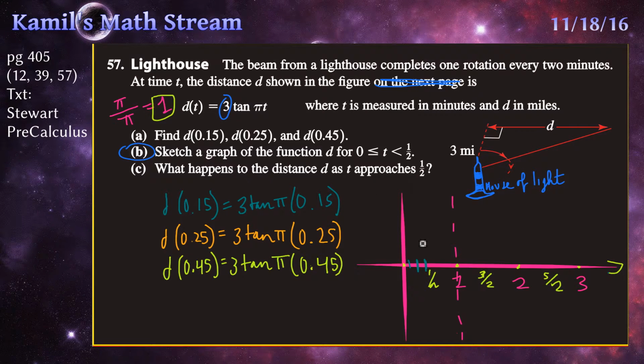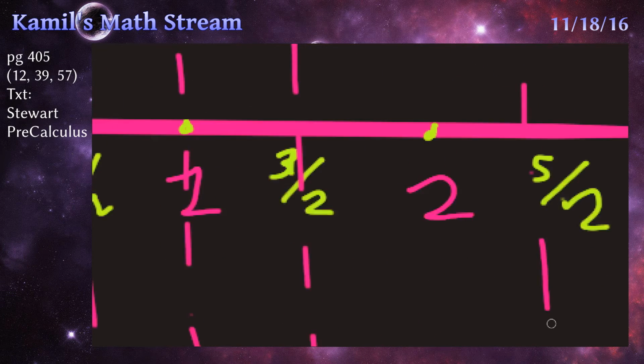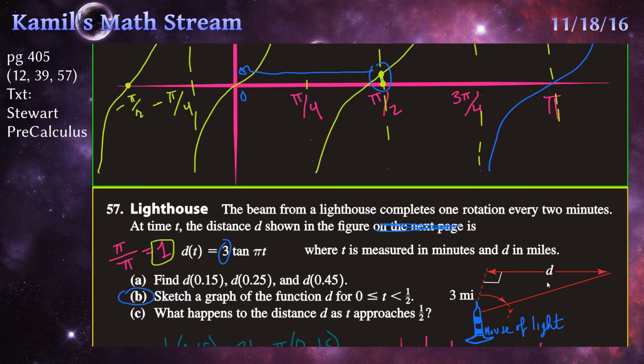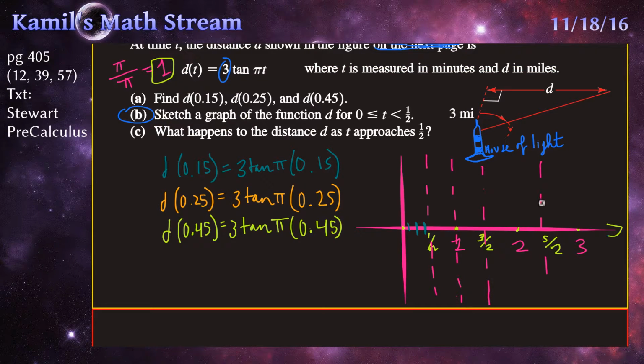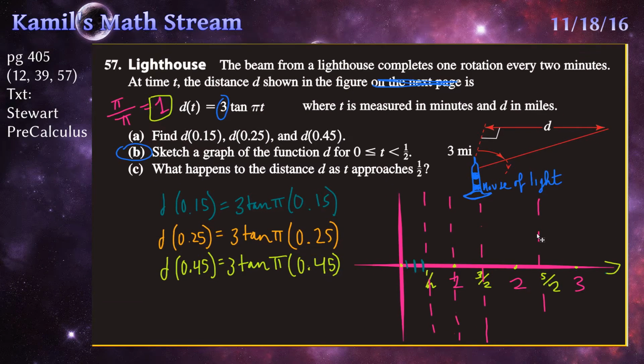So if these points are the asymptotes, then what we would have is basically a graph that looks something like this.